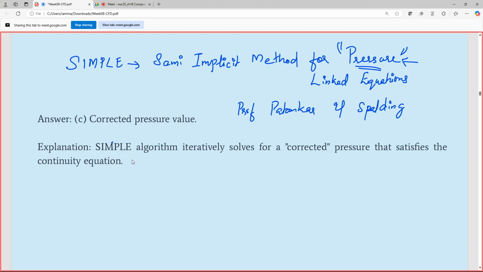There's also another algorithm called SIMPLER, which is SIMPLE Revised. Revised SIMPLE is called SIMPLER. That was also developed by Patankar. Hope that explains it. Moving on to the next question.